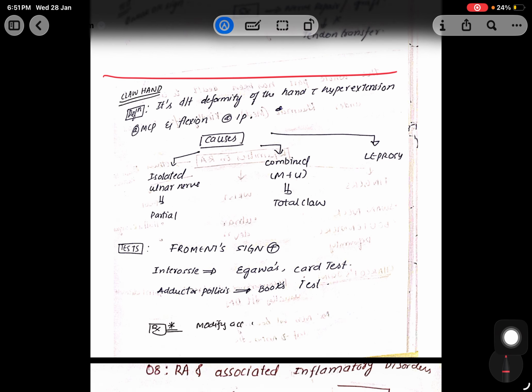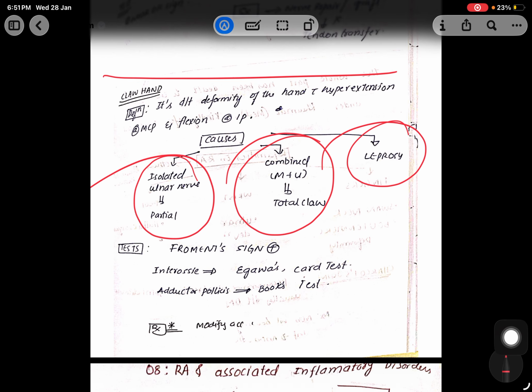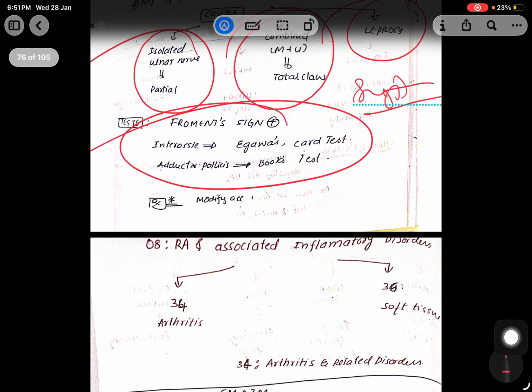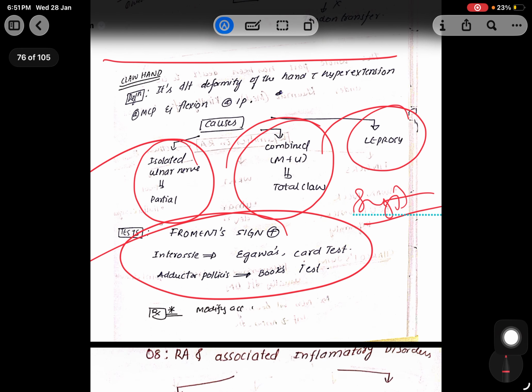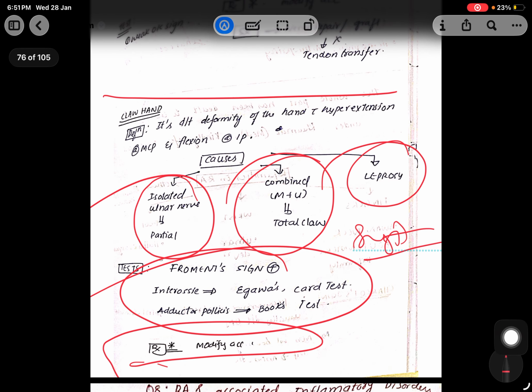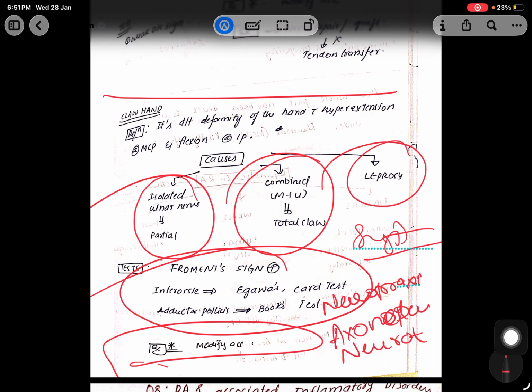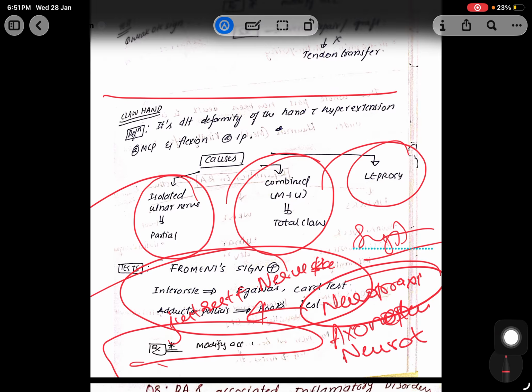Claw hand, these are the causes. It might be due to isolated ulnar nerve injury or both median and ulnar nerve injury, or due to systemic conditions like leprosy. These are the signs which you see. Then treatment is modified accordingly. You divide it into whether it's neuropraxia, axonotmesis, or neurotmesis. Here, just rest and use some nerve stimulants which help in nerve regrowth.